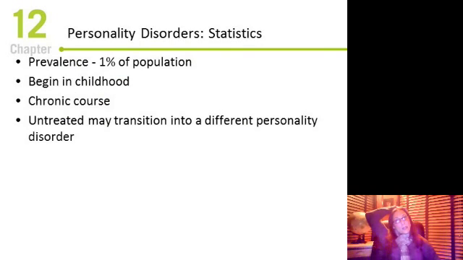Okay. Prevalence of personality disorders. They affect about 1% of the general population. I personally think that is a significant understatement. There are many more than 1%, but researchers only have so much to go on, right? The data that we have out there is the people that we know of. What about all the people we don't know of, right?